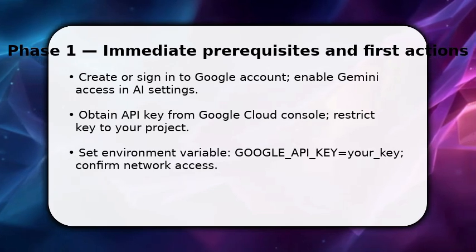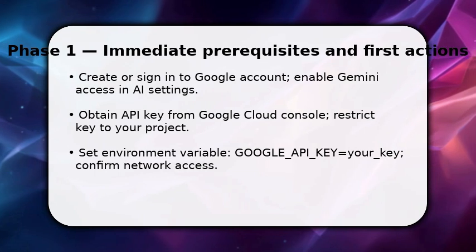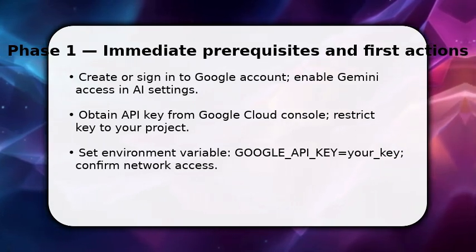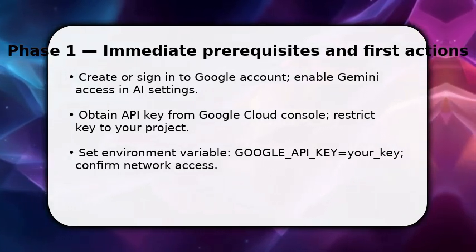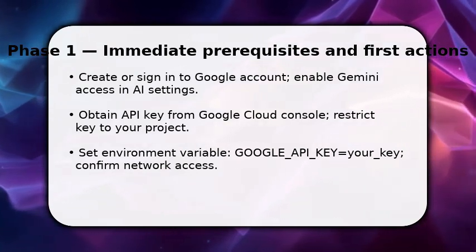Enjoy the video. You begin by getting access and credentials. Sign into your Google account, enable Gemini in AI settings, and create a cloud project. Once done, generate an API key and restrict it to the project to reduce risk.